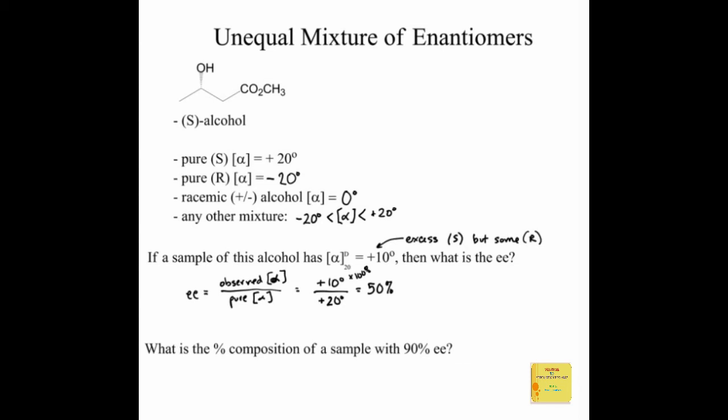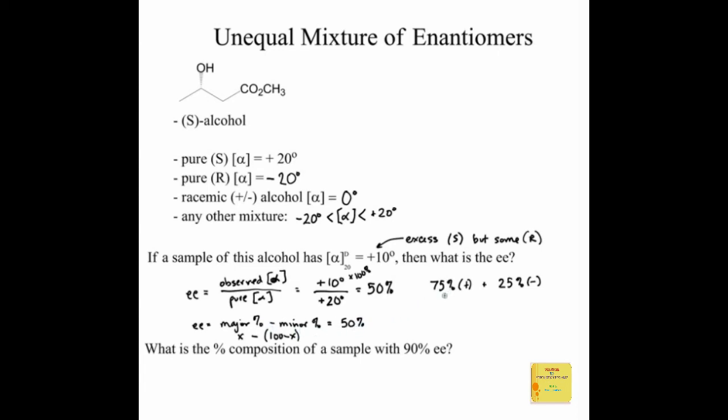So what does that mean for the percentage breakdown? How much of each molecule do we have? Well, remember that the other way to describe EE is the major percent minus the minor percent, and we could do a simple algebra problem to solve this. We could set the major percent as X, and the minor percent would be 100 minus X. Solving for X, we find that we have 75% of the plus enantiomer and 25% of the minus enantiomer. Again, 75 minus 25 comes to 50%.